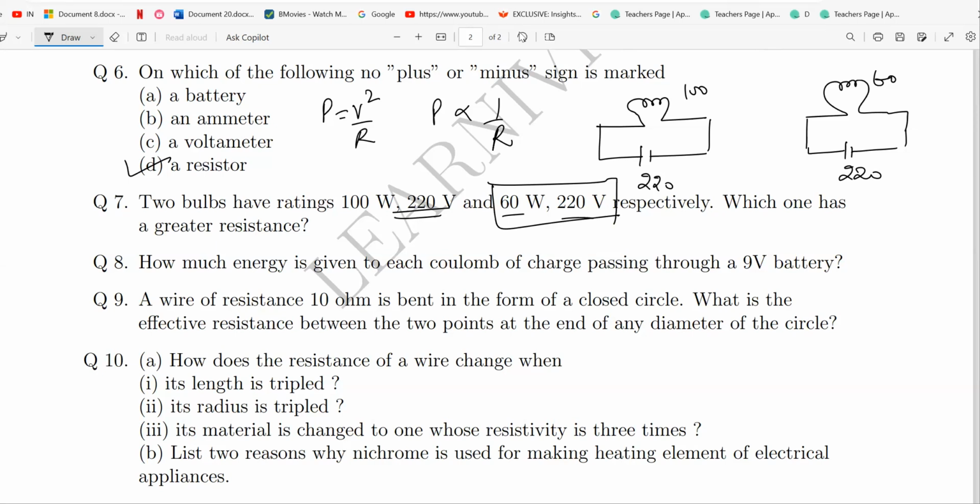Next one is: how much energy is given to each coulomb of charge passing through a 9-volt battery? Energy is being asked. What's the formula for energy?